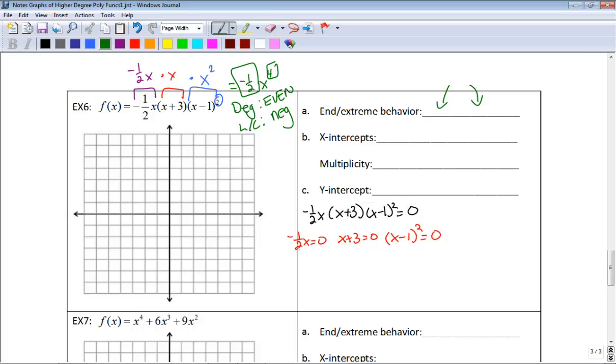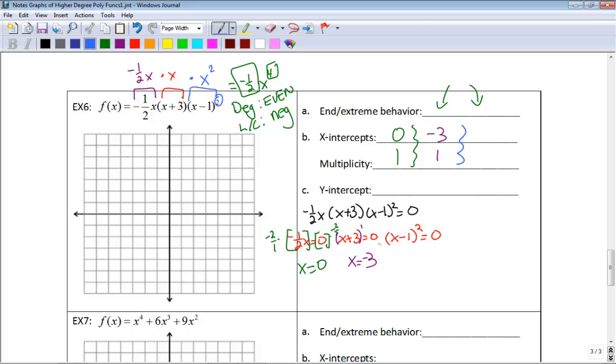Solving for x over here, if I multiply both sides by the reciprocal, which is negative 2 over 1, I end up with x is equal to 0. Well, how many times is 0 a zero? Well, remember, if I wanted to, I could put a 1 next to that x, so it only occurred once. So my multiplicity for 0 is 1. What about x plus 3 equals 0? If I solve for x by subtracting 3 from both sides, I get x is equal to negative 3. Well, what is the multiplicity of negative 3? Well, remember, if I wanted to, I could put parentheses and put a 1 here, so x plus 3 only occurs once. The multiplicity of x plus 3 is 1.